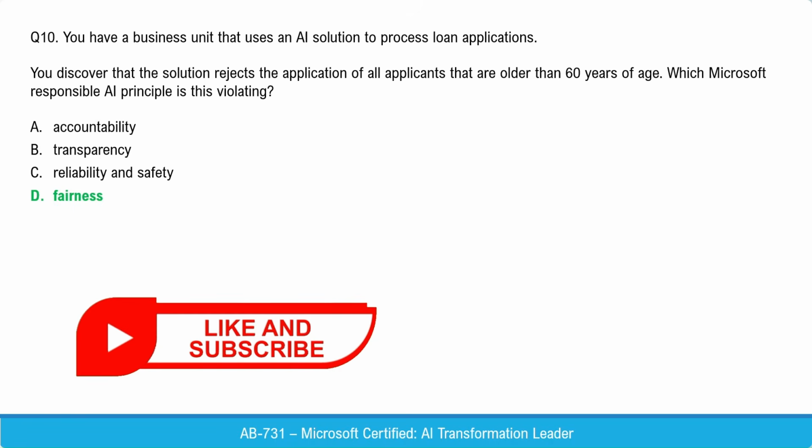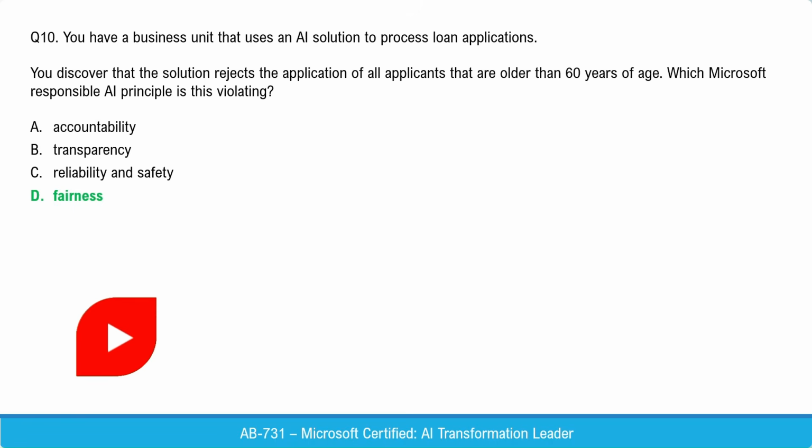Let's understand why. The AI system is rejecting all loan applications from individuals older than 60. This is a clear example of bias based on age. The fairness principle in responsible AI ensures that systems do not discriminate against individuals or groups. Decisions should be based on relevant factors like creditworthiness, not arbitrary attributes like age.